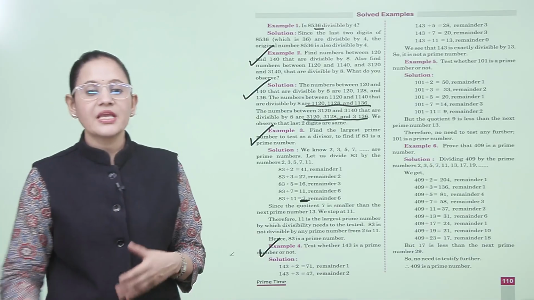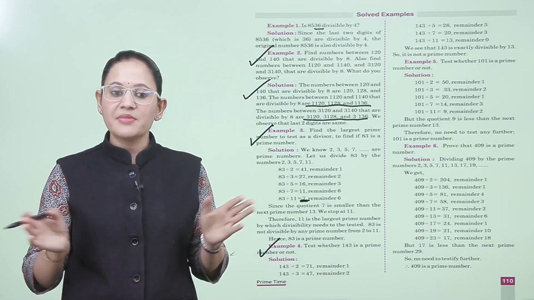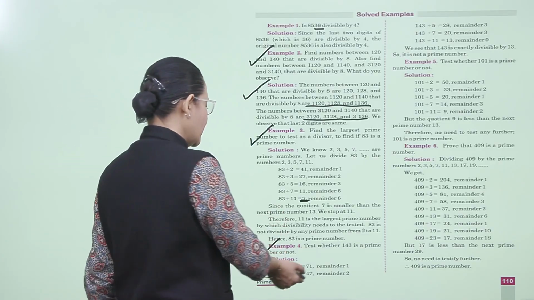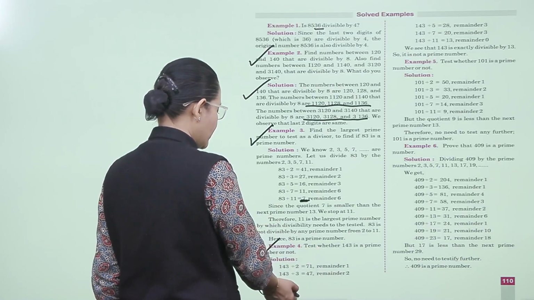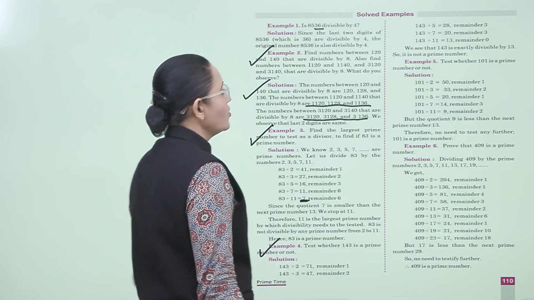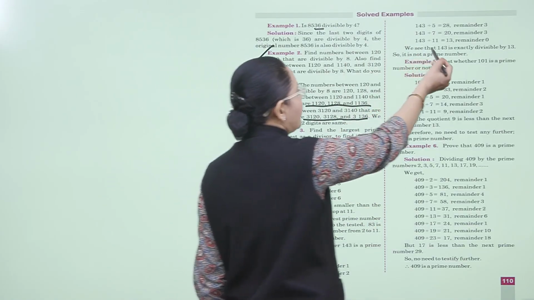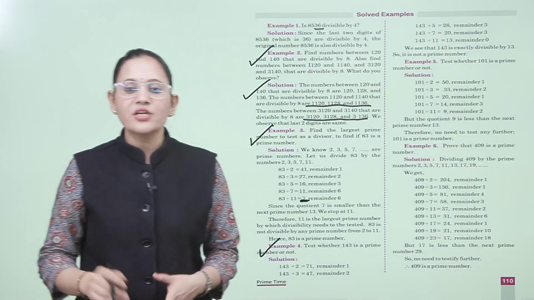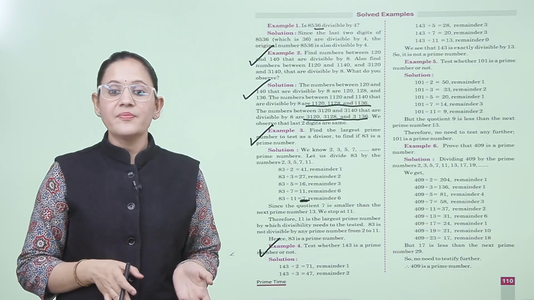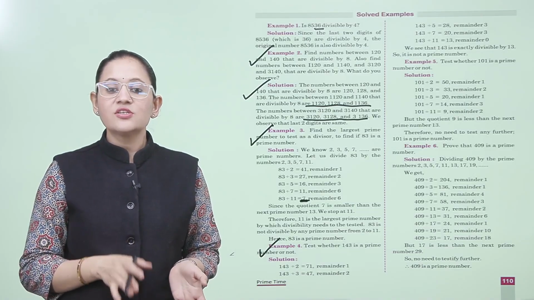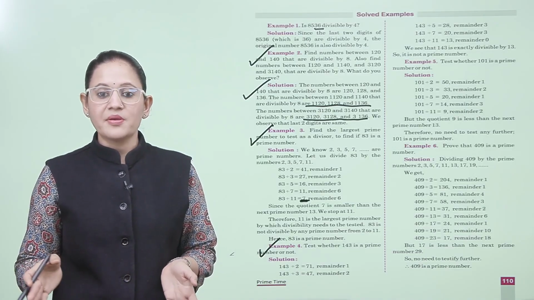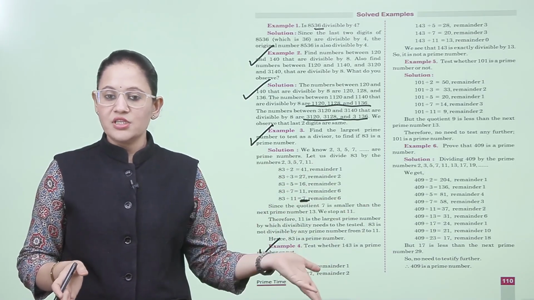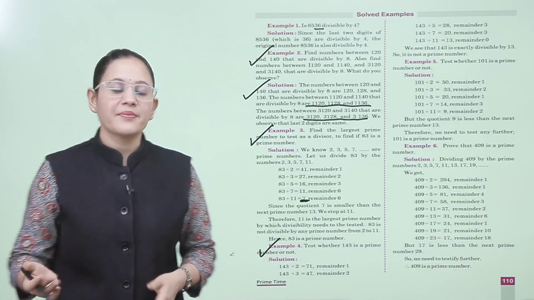Example 4, test whether 143 is a prime number or not. So 143 divided by 2, remainder is 1. We divide by 3, remainder is 2. Keep dividing; if we divide by 11, we get 0. So we see that 143 is exactly divisible by 13 as well, so it is not a prime number, because it is exactly divisible by 11 and 13 both.